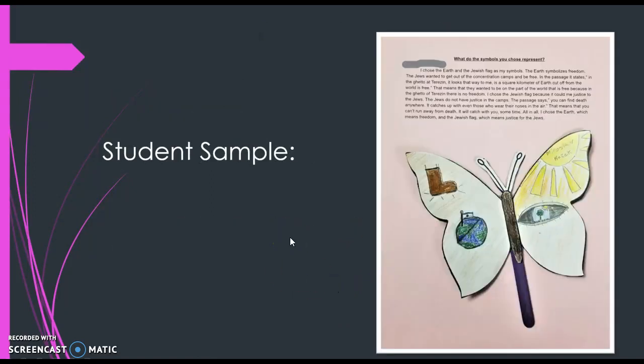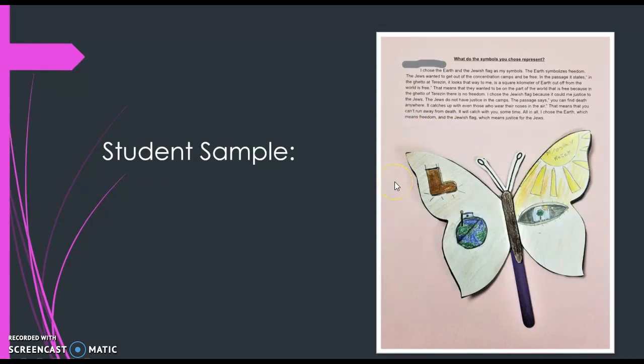So here's a student sample. So basically, all the children were given a poem written by a child, and their job was to read the poem and to identify important portions of the poem and decorate a butterfly using symbols to represent what the child said. So here's a student sample of a butterfly.